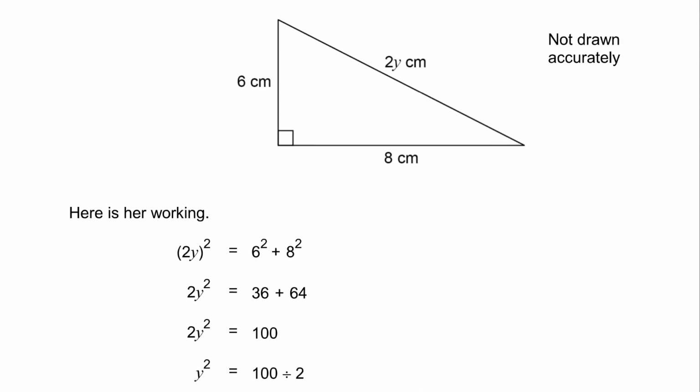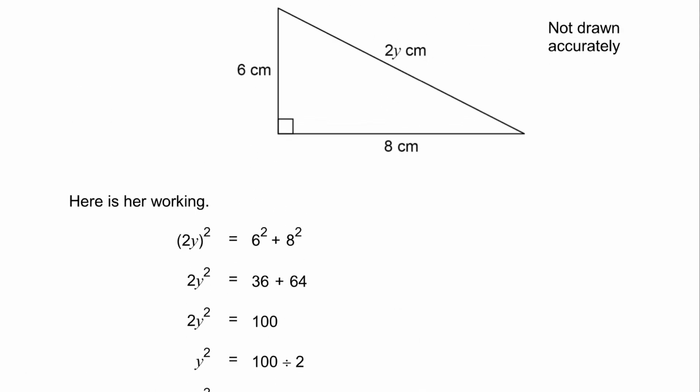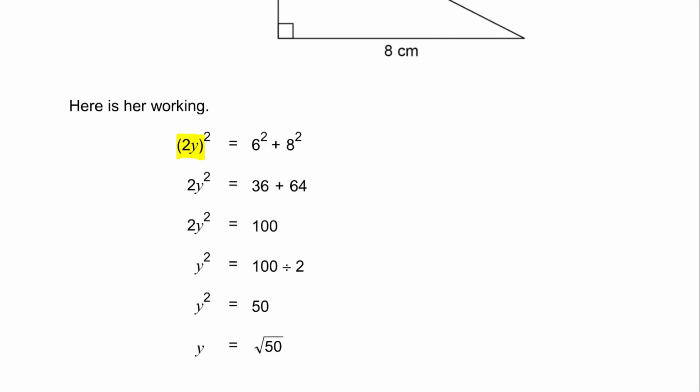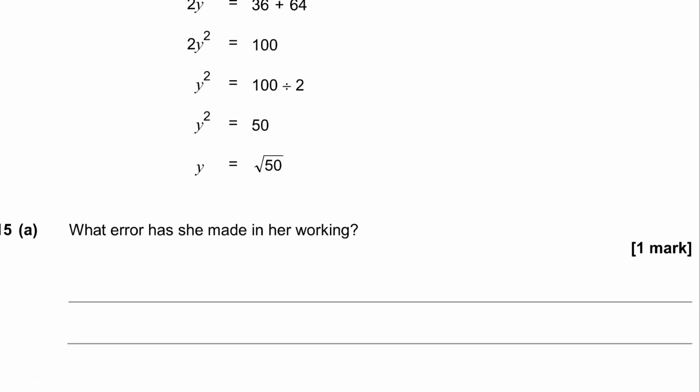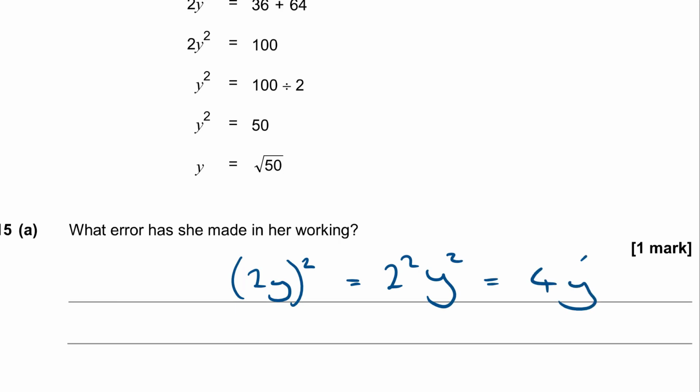Well, I spotted the error straight away. I'm sure you did too. If I've got 2y and I square it, that's going to be 2 squared y squared or 4y squared. Not 2y squared as she's got there. So what error did she make in her working? That 2y squared is 2 squared y squared, which is 4y squared, not 2y squared.